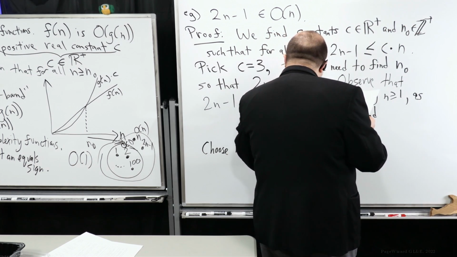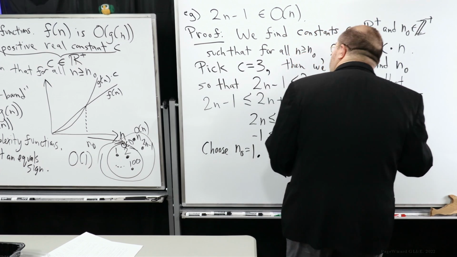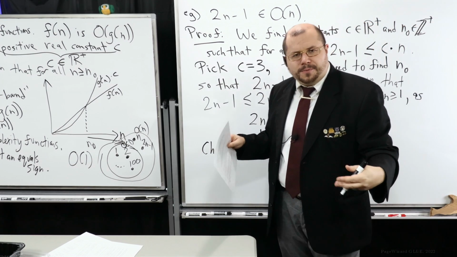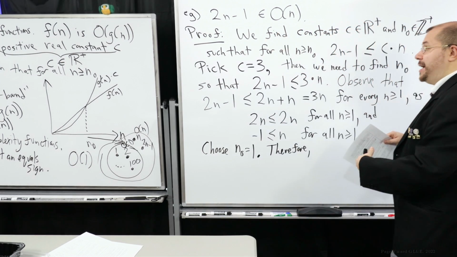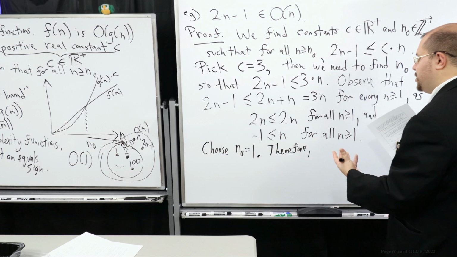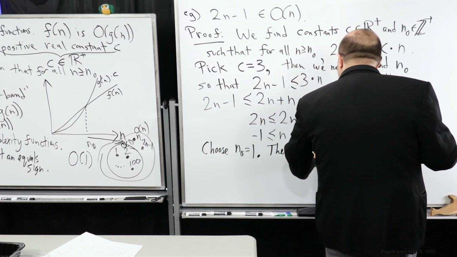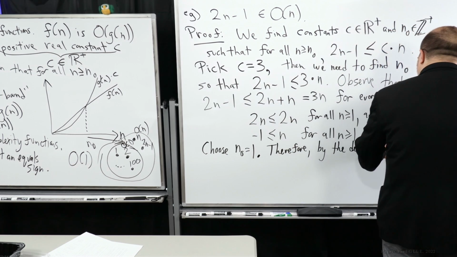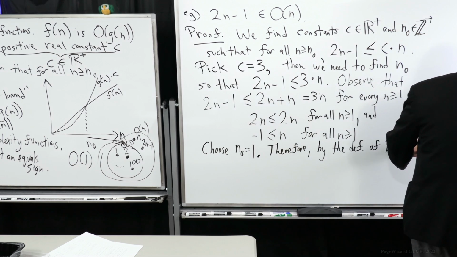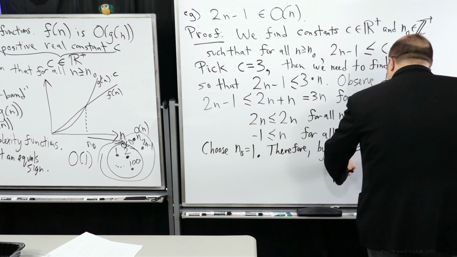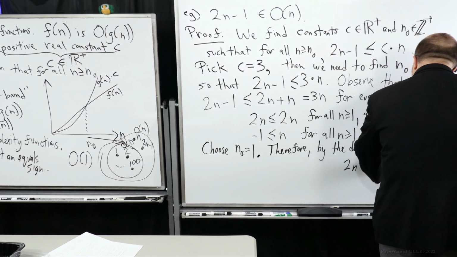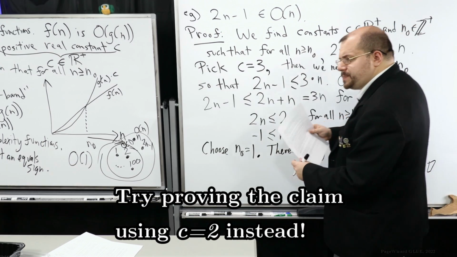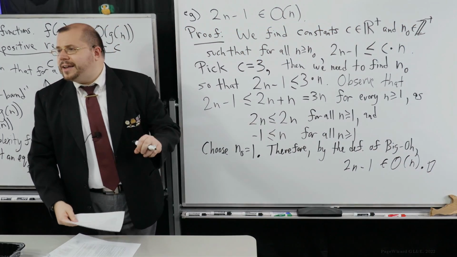Now I need to make sure I have a conclusion that invokes the definition of big O. Because remember, I'm just saying that we found the constants. I didn't say why we're doing that yet. So I'm going to invoke the definition of big O to conclude our proof. Therefore, by the definition of big O, 2n minus 1 is big O of n. And we're done. That box there is just to indicate the end of the proof, everybody.